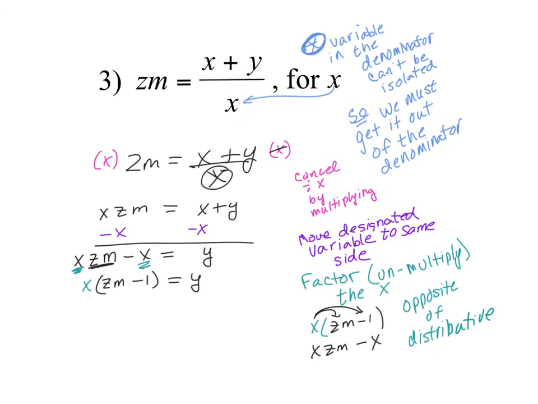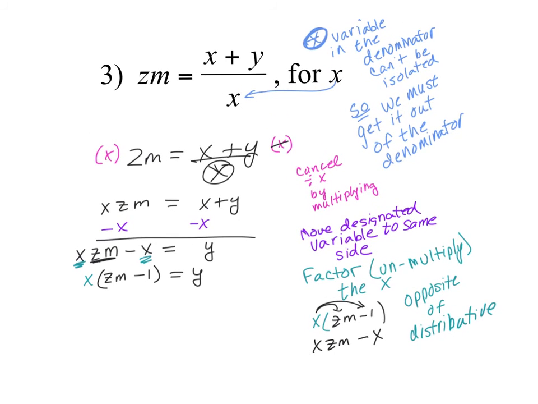And I know that step right there is probably the one that's confusing us the most, I would say, if I had to guess. So we've got to get any variables out of that denominator. We've got to move the designated variable over to one side. And then we've got to factor, or unmultiply. We're doing the opposite of distributive. Instead of taking the outside number and multiplying it, we're doing the opposite where we're taking that same number and pulling it out. We are doing what's called factoring.